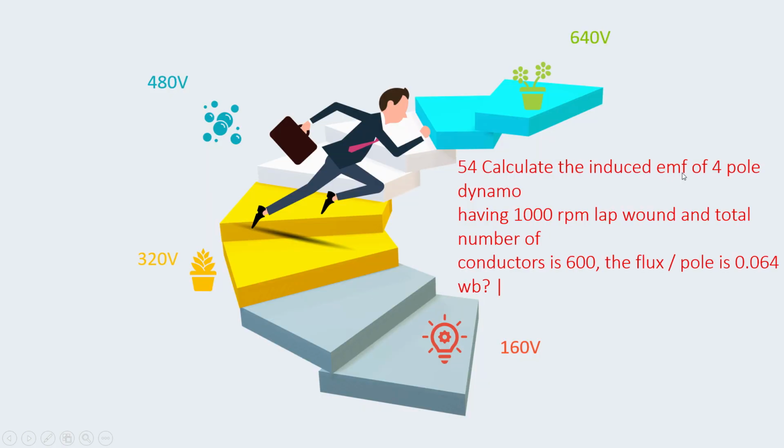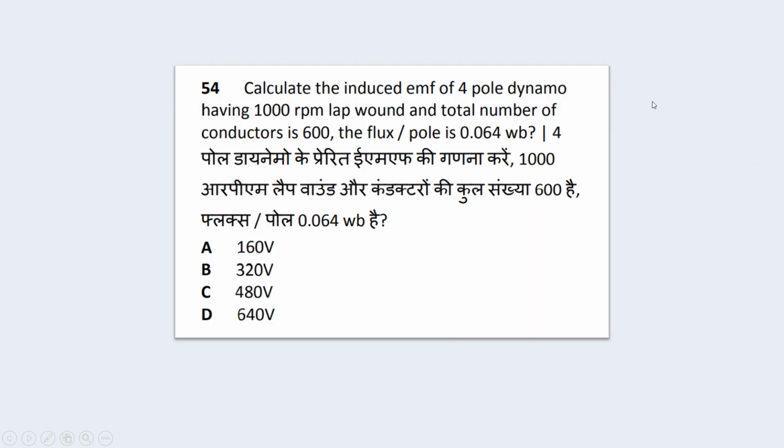Calculate the induced EMF of a 4-pole dynamo running at 1000 RPM, lap wound, with a total number of conductors of 600. The flux per pole is 0.064 Weber. 160 volt, 320 volt, 480 volt, 640 volt. The answer is 640 volt.